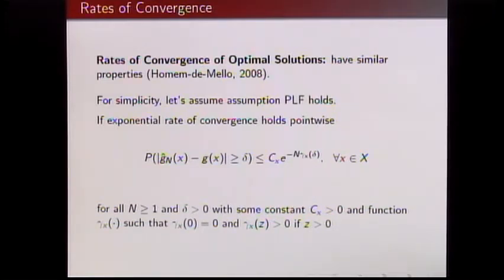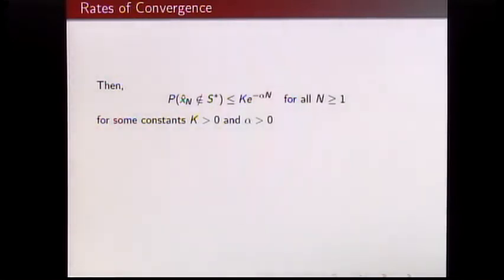So if this happens pointwise, then you can show similarly for this class of problems, okay, that my sampling optimal solution is not an actual true optimal.